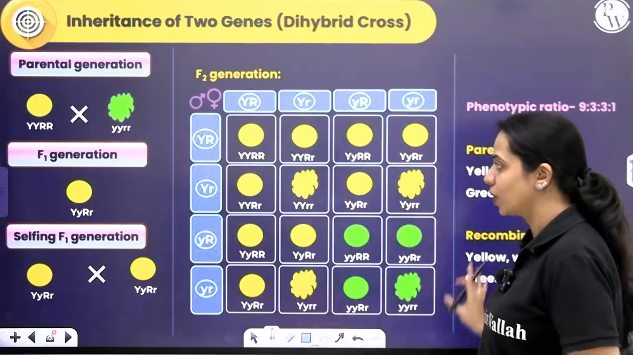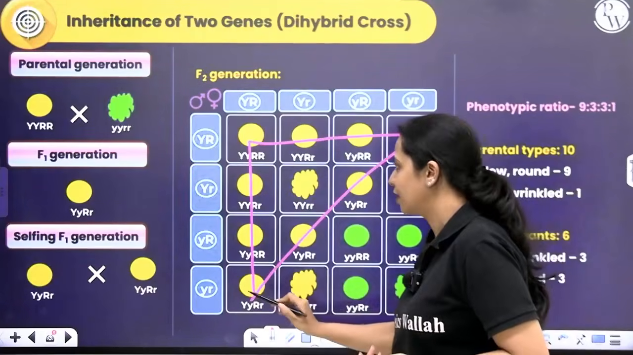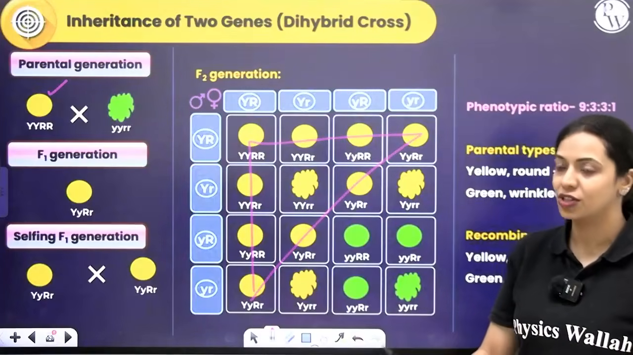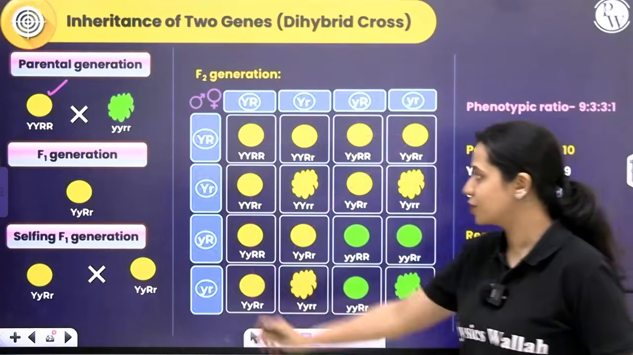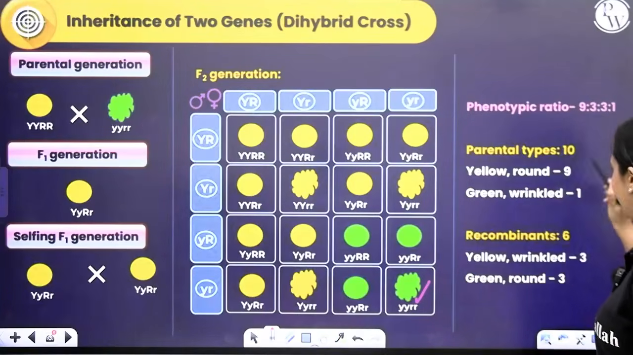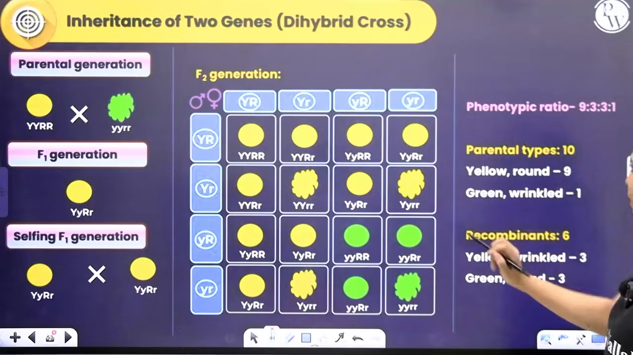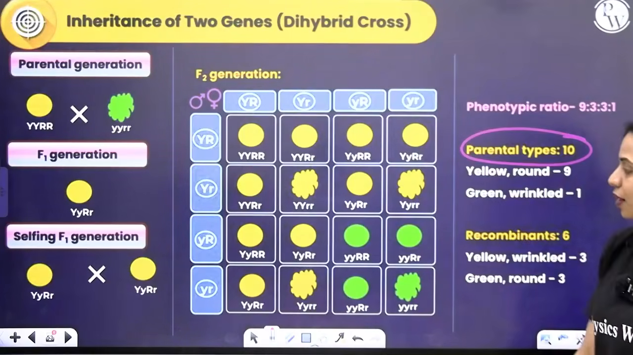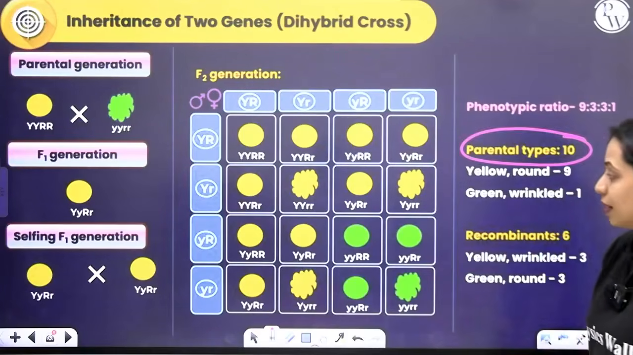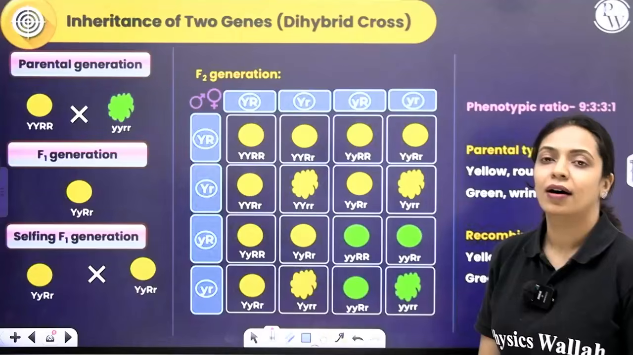So here when you look at the ratio, you have 9 of these that are like this parent, yellow and round. In phenotype I'm telling, not genotype. You have 1 which is like this parent, which is wrinkled and green in phenotype. So you have 9 round and yellow, 1 wrinkled and green. These are like the parents, so we call it parental types. Total you have 9 plus 1, 10 parental types. These newer combinations are called non-parental types or recombinants.